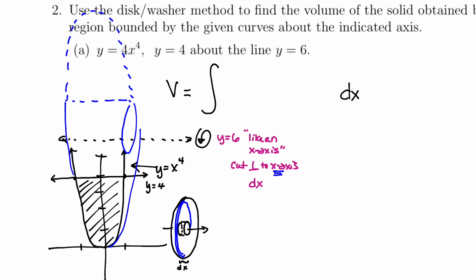Somebody give me my x limits. Yeah, Griffin. -1 to 1. We could also go 0 to 1 because of symmetry and multiply it by 2, but I'll just stick with negative 1 to 1. Thank you.